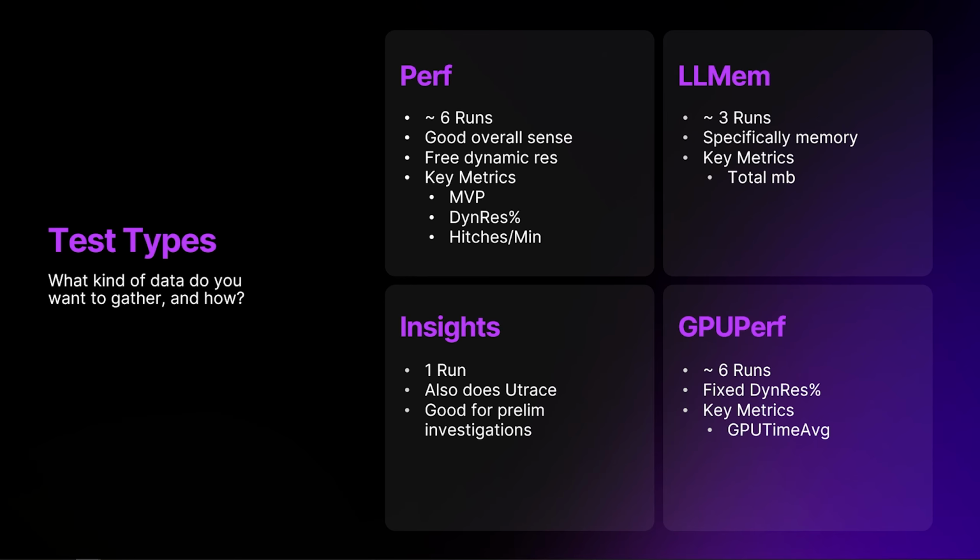And then finally, there's the GPU perf test type, which is also going to do about 6 runs, but this one runs at a fixed dynamic resolution percentage. So your key metric there is just going to be how many milliseconds did it take the GPU to run.